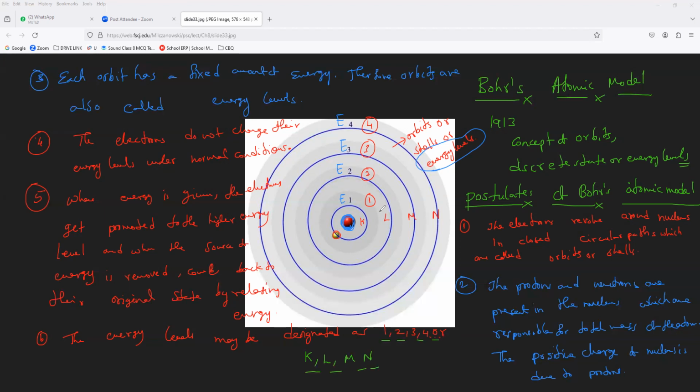So energy level 1, E1, is K; E2 is L; E3 is M; E4 is N. So 1 means K, 2 means L, 3 means M and 4 means N. So you can write either K, L, M, N or 1, 2, 3, 4. That is what you have to understand.